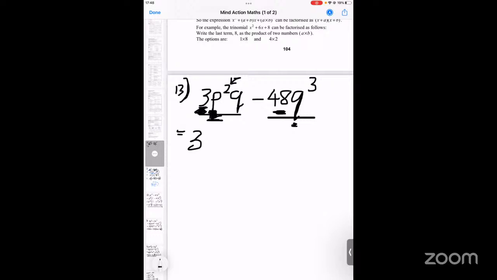Yes, sir. Okay, Q, we will take it out as a common factor, because we can't write this as something squared. So that means it is 3Q that you take out. Then what do you remain with? You remain with P squared minus 16Q squared. Can you see?